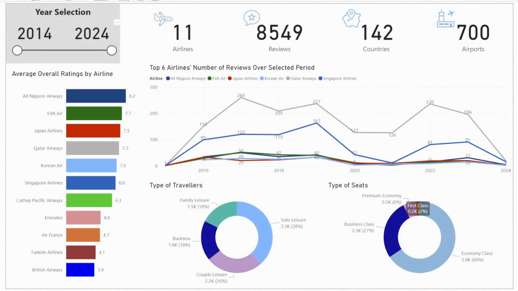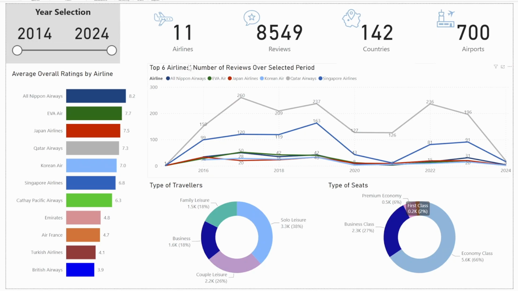Here is the first dashboard that has been created in Power BI, which is the executive summary that gives an overview of the entire dataset that was downloaded from Kaggle, which spans over 10 years since 2014. On the top, we have some summary data cards, which highlight a total of 11 airlines available from the data of 8,500 reviews, covering 142 countries and 700 airports.